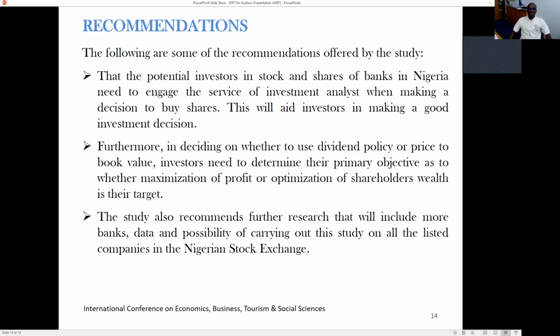The study also recommends further research that will include more banks, more data, and the possibility of carrying out this study on all the listed companies in the Nigerian Stock Exchange, in order to expand the scope and increase the reliability of its generalization to the entire population.